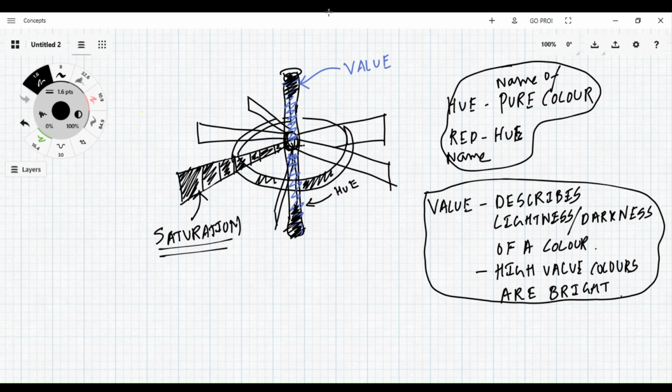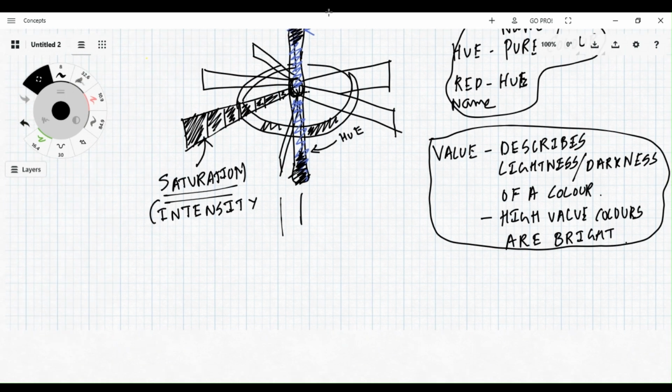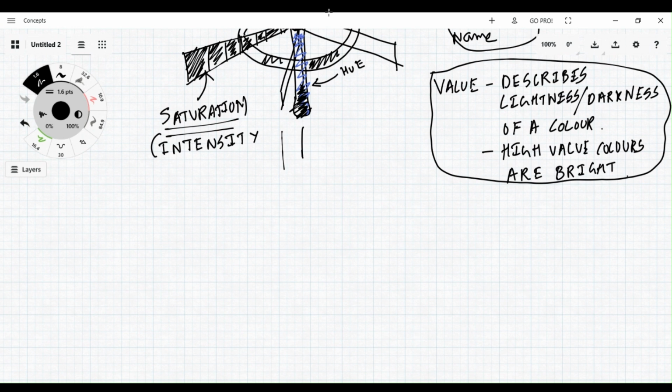So what is saturation, guys? Another name for saturation, don't get confused, is intensity. Saturation or intensity. The extent from the center towards the outer is called saturation or intensity. Okay, so tell me something about saturation.